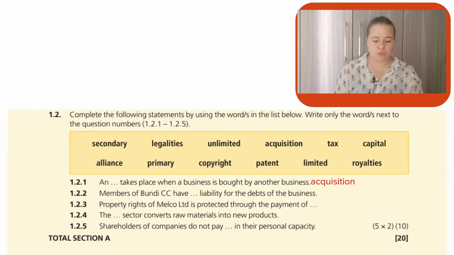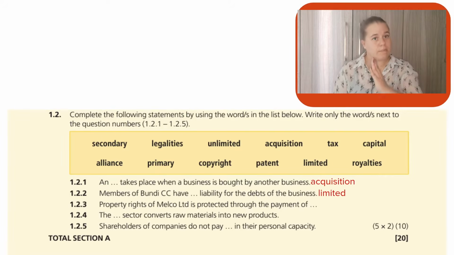Then 1.2.2, members of Bundy CC have what limited for their debt of the business? So they have limited liability. Again, going back to the notes, you'll see this clearly. Then property rights of Malco Ltd is protected through the payment of royalties. Okay, just remembering that as well. So just be careful for its partner that might confuse you.